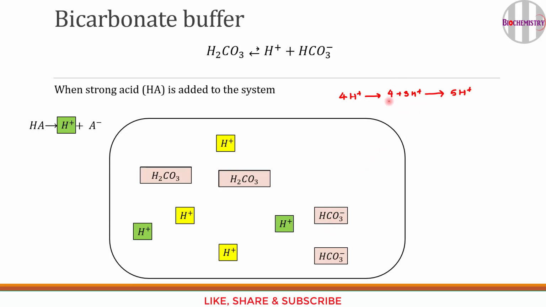So that means if the buffer would not have been present, it would have been 7 H plus. But because of the buffer, it is only increased by this 1, making a total of 5 H plus. So we can say that bicarbonate buffer is resisting the change in hydrogen ion concentration, and so it is resisting changes in the pH. It cannot completely stop change in the pH, but it decreases the magnitude of changes in the pH.